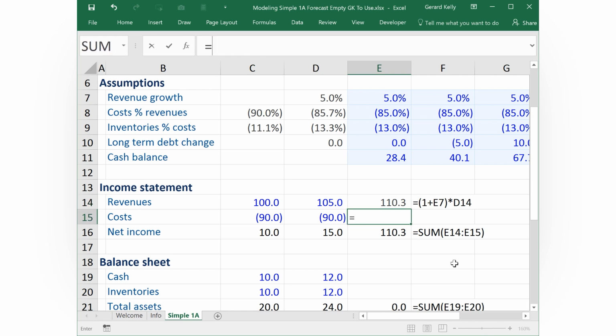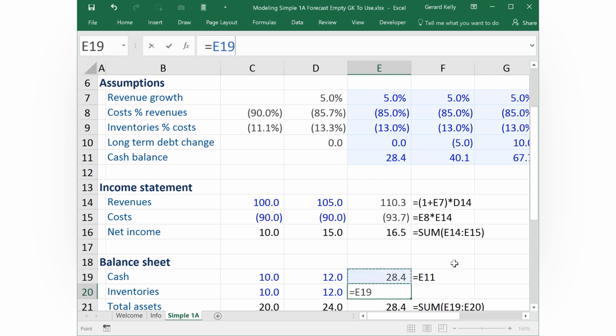Similar for costs, I look up to the assumption, and what does it say? It says costs as a percentage of revenues, 85% of revenues gives me 93.7. Thus net income auto-completes. The cash assumption is just given to us, 28.4.